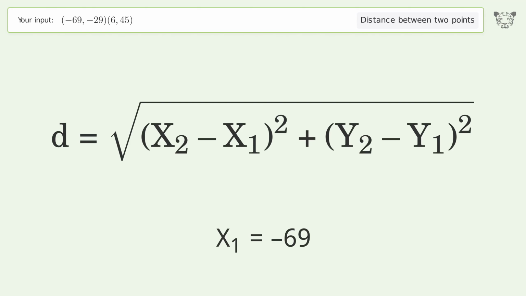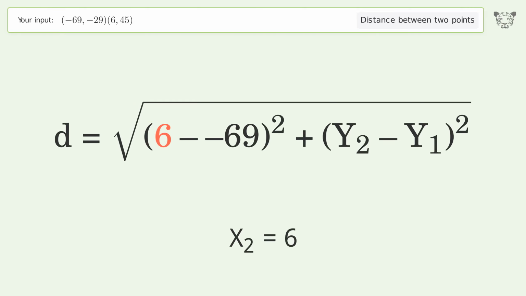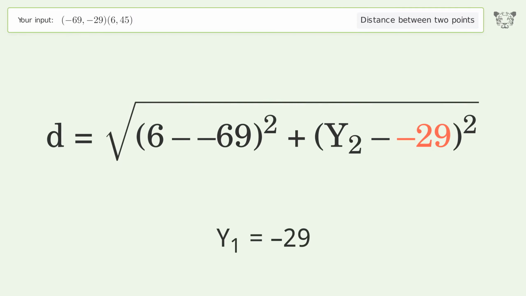x1 equals -69. x2 equals 6. y1 equals -29. y2 equals 45.